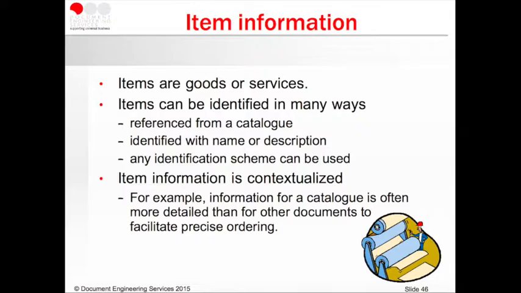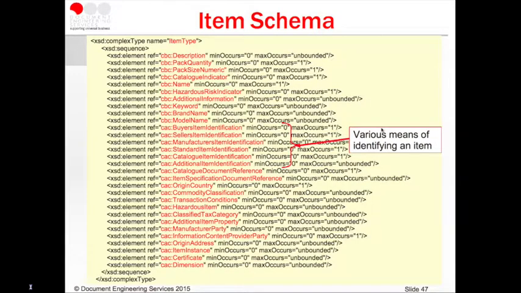So UBL allows items to be referenced from a catalogue, identified by names or descriptions, or any identification scheme, and there are many of them. The other thing about item information is it is contextualized, so the things you need to know about an item will depend upon the context or the business process that they're participating in. So let's have a look at the schema, the structure of item. And again, most of the elements within the structure are self-explanatory.